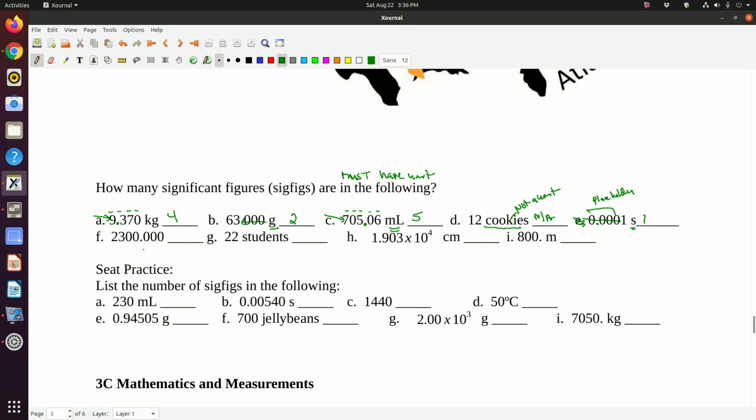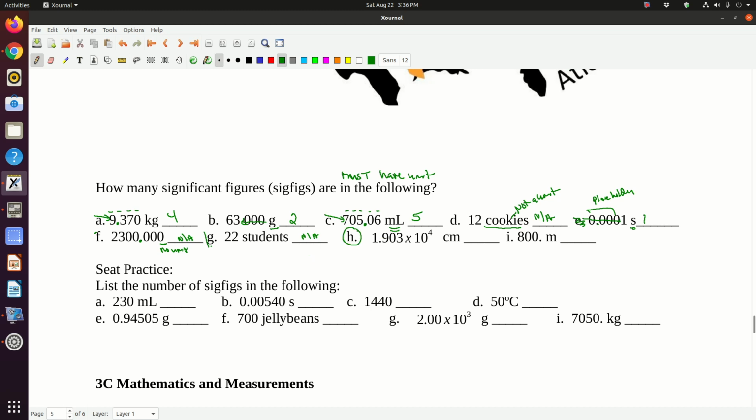All right. This one has a decimal. It has no unit. No unit. This is the letter G. A, B, C, D, E, F, G. Okay, 22 students. Students are not units, so it's not applicable.